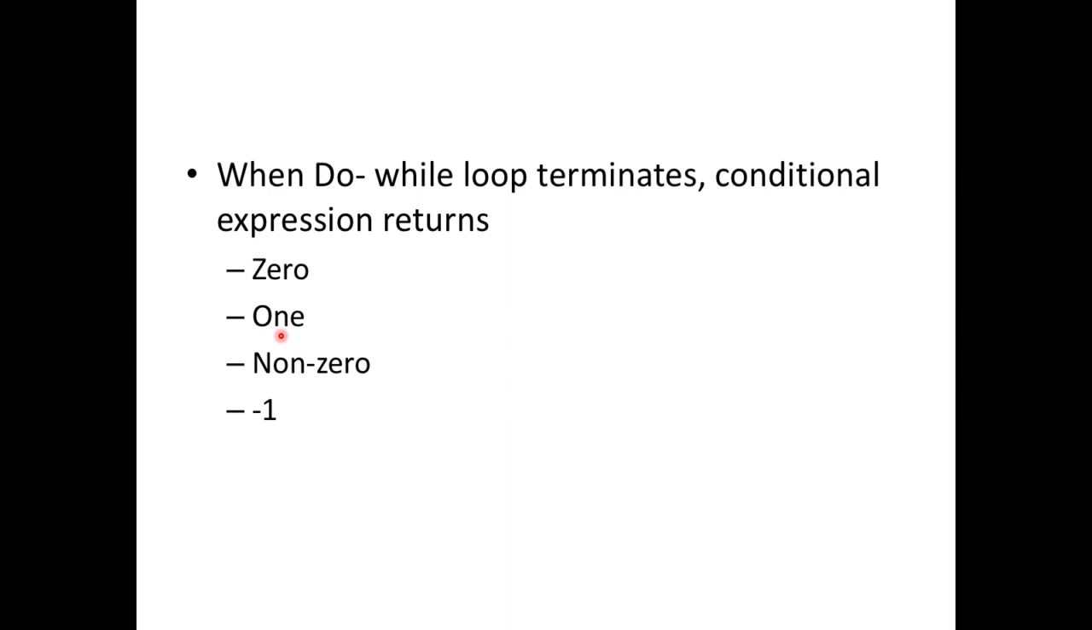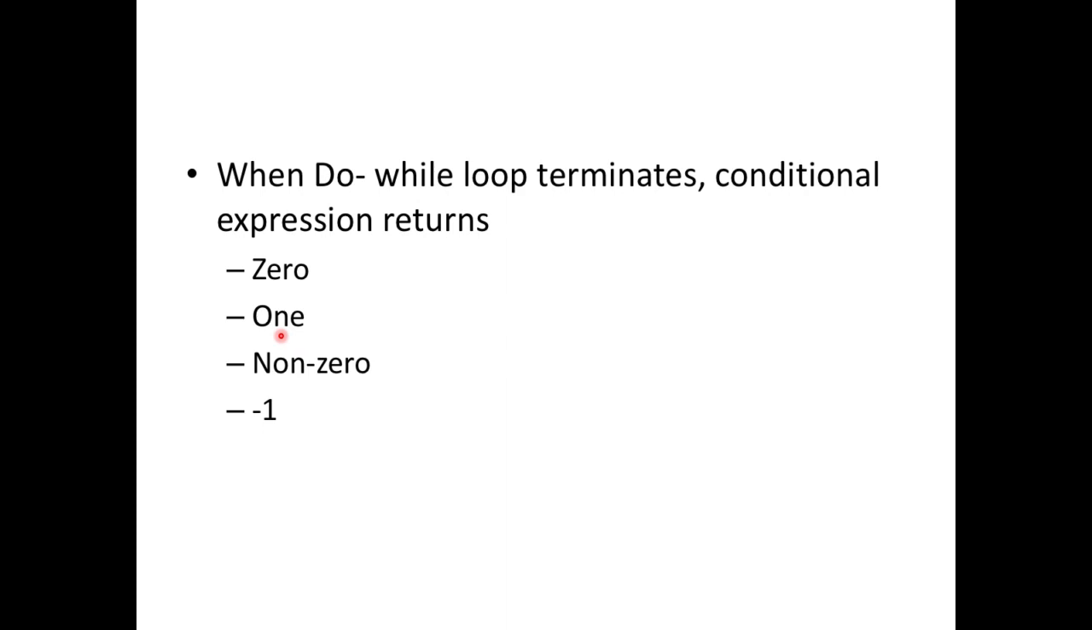If the condition is true, then it will return you the value as 1. If the condition is false, then it will return you the value as 0. Alright, so what does it mean? True is specified as 1 and false is specified as 0. Okay, so now let us read this particular statement again. When this do while loop terminates, what does the conditional expression return?